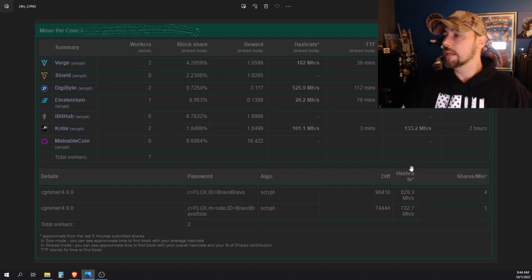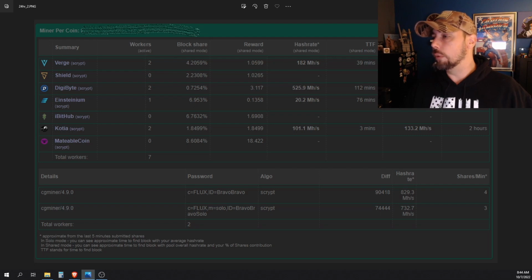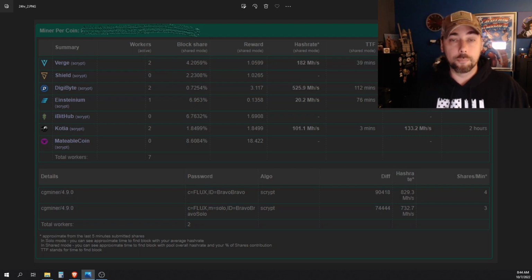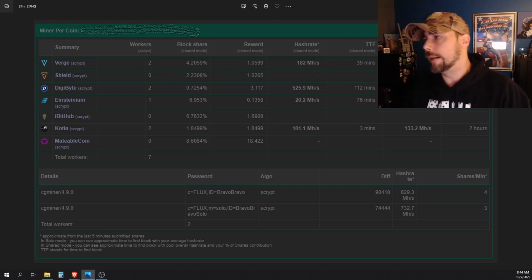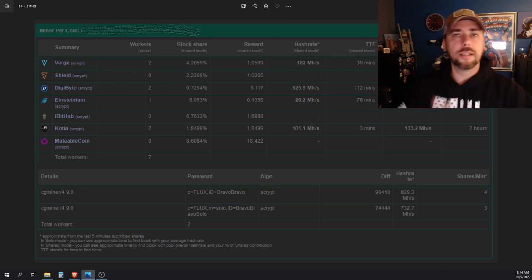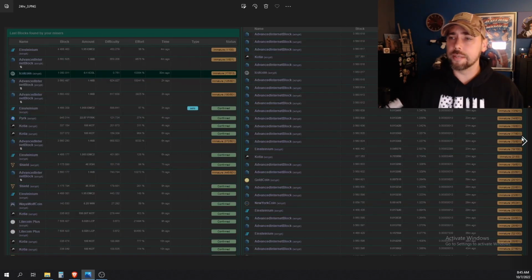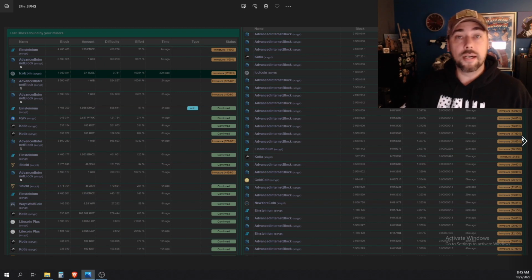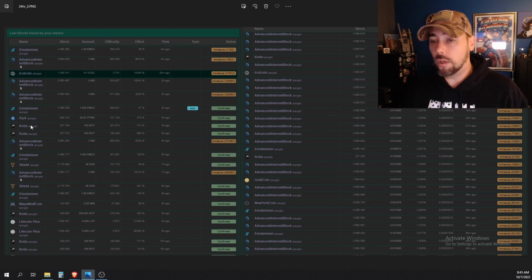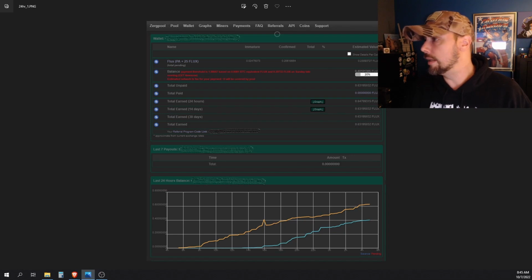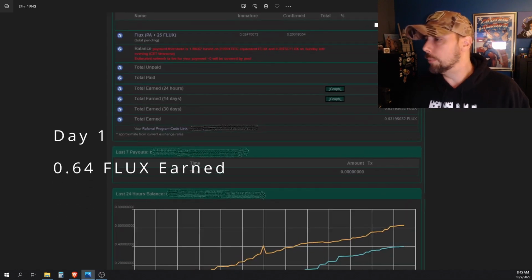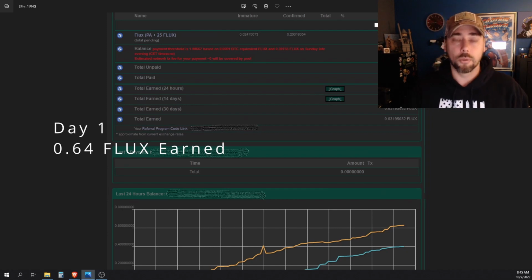So you can see that Digibyte is using quite a bit out of both of these ASICs at the time it was mining. Because it's profit switching, it's gonna automatically point to the most profitable coin that's required at that time. And then this is a screen breakdown that shows the different blocks that are found and your share of it and things like that at the time that were mined. But the whole point of this is here, day one, we earned 0.64 flux. So keep that number in mind.